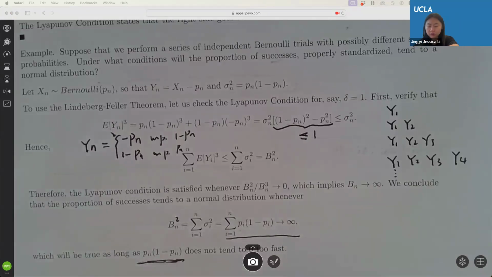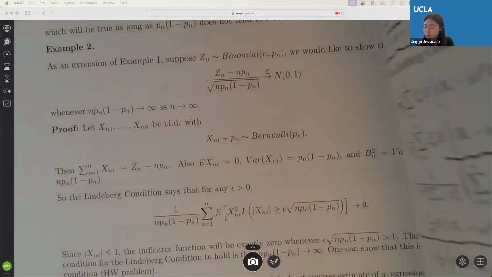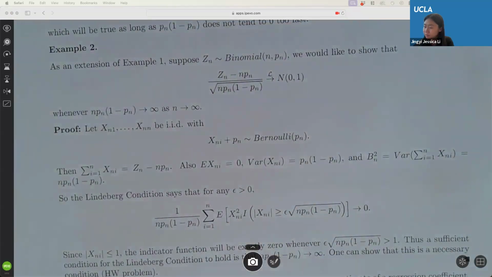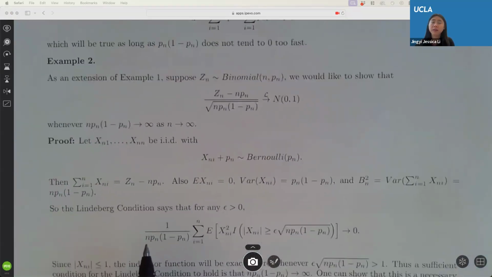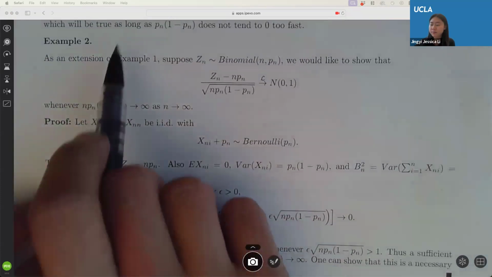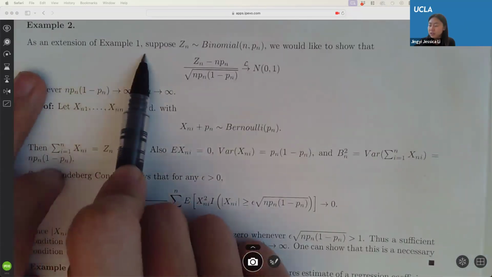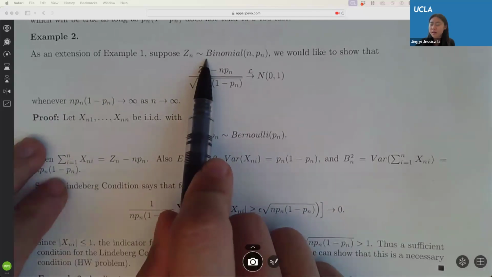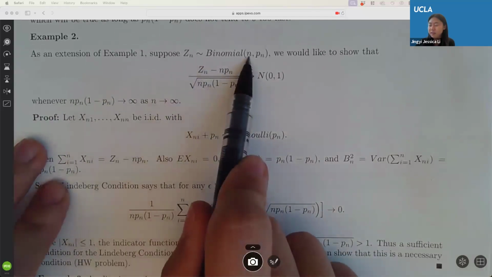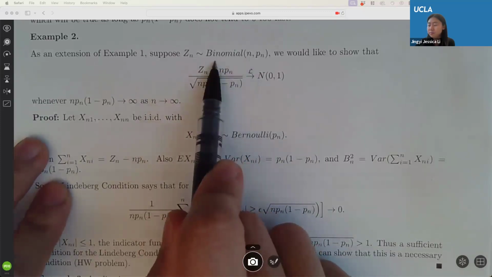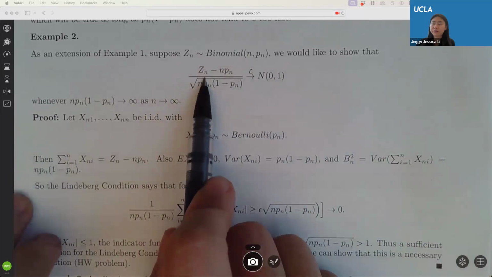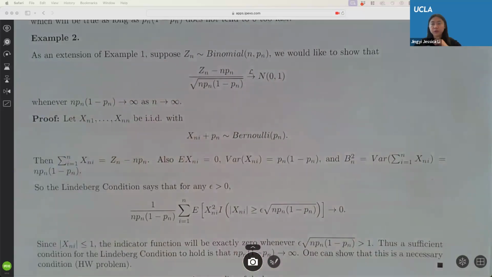Okay, so if there are no more comments, let's look at another example. So example 2 here. What we just showed is called example 1. Now let's look at the binomial, not Bernoulli, but binomial. So we have this n here. Zn is binomial(n, pn). We would like to show that for this Zn, also a partial sum, right?